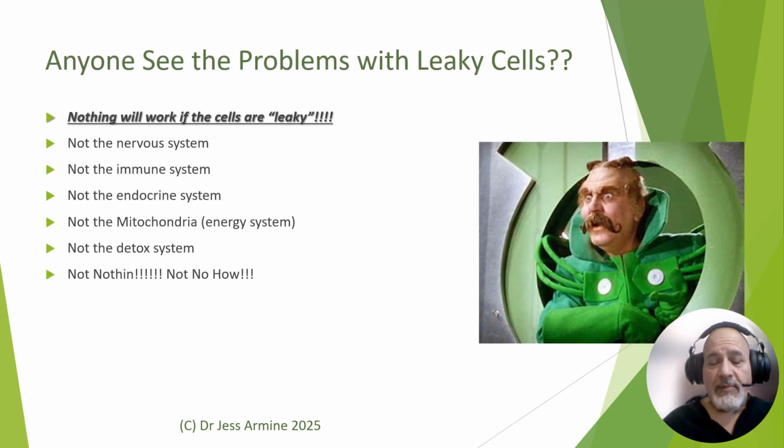So does anybody see the problem, what the problems are going to be if you have leaky cell membranes? Nothing will work. It'll work, but it won't work at the efficiency you're looking for. So nothing will work: not the nervous system, not the immune system, not the endocrine system, not the mitochondria, not the detox system. No nothing, no how. This is just not going to work. And if you remember that character from The Wizard of Oz, that's what he said to Dorothy about seeing the wizard.